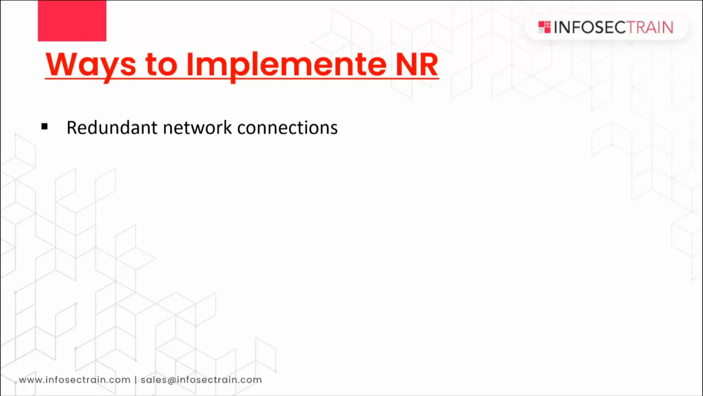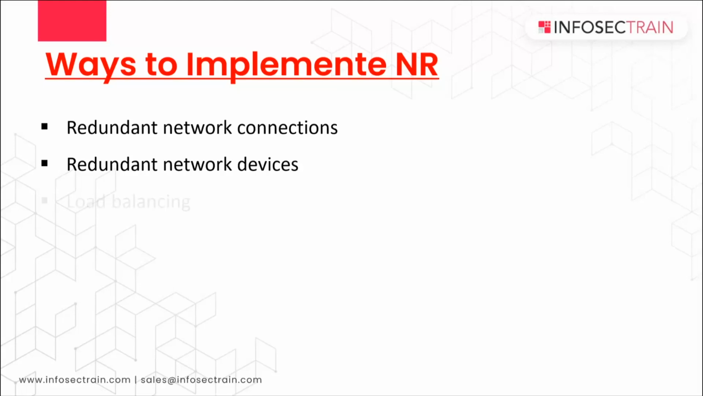Then what about next? Redundant network devices. Implementing redundant network devices such as switches and routers can provide backup functionality in case of a device failure. This can be done using technologies such as the spanning tree protocol, as we discussed before, or the virtual router redundancy protocol, which is VRRP, right?